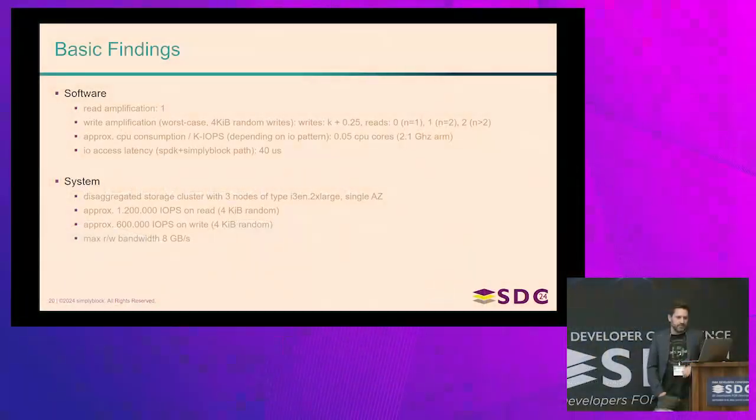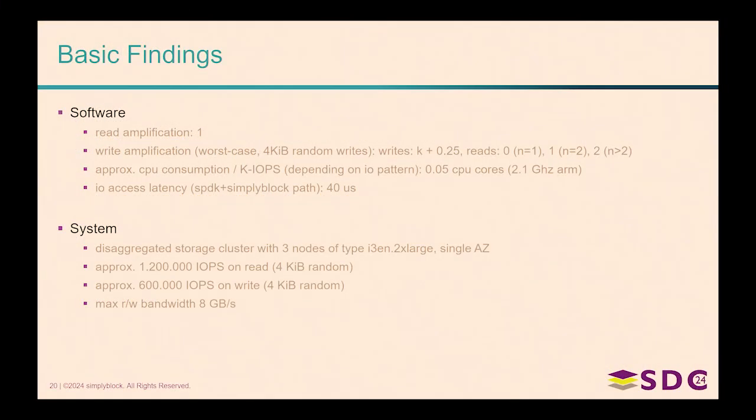Some findings that we had: read amplification is one, clearly. Write amplification is more or less at the theoretical minimum of the erasure coding. So if you have 2 parity, then on the 4 kilobyte random it will be at least 3, and so on. And as I said, the overhead of the journal is really pretty low.